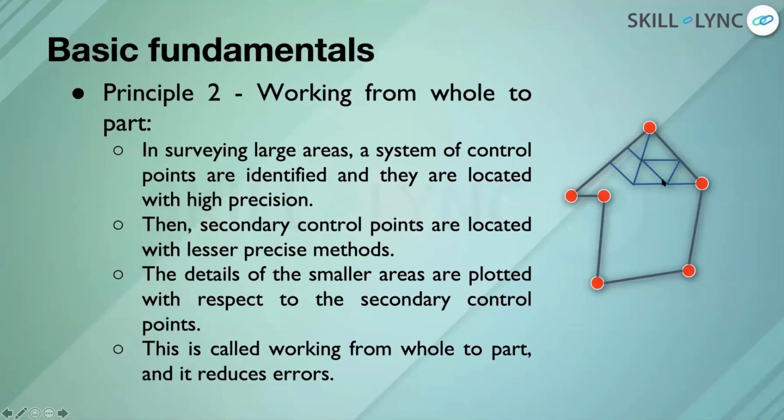So once this is found, I start surveying this piece of land using these control points again. I break it down into much smaller triangles, and then that process continues, so on and so forth. Now, why is it done this way? Why is working from whole to part suggested, and why not part to whole?